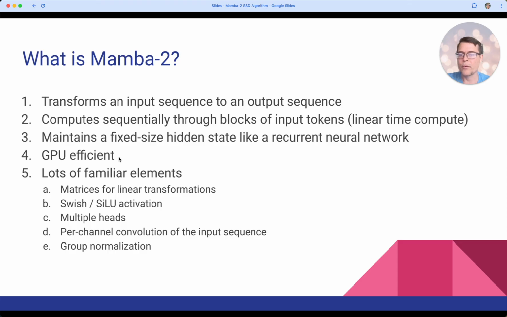And it has lots of elements that you might be familiar with from other machine learning algorithms. It uses a bunch of matrices for linear transforms. It uses the swish or SiLU activation function. It has multiple heads, kind of like transformers have multiple attention heads. It does per channel convolution of the input sequence to smooth out the signal and bring information from the local window into the current token. And it uses group normalization.